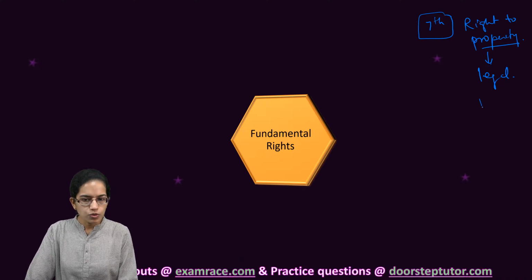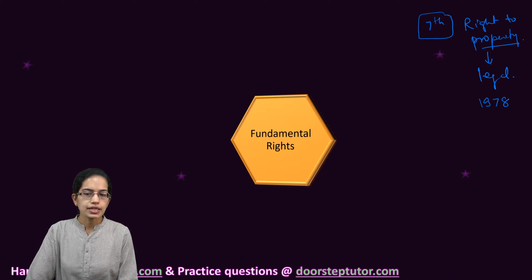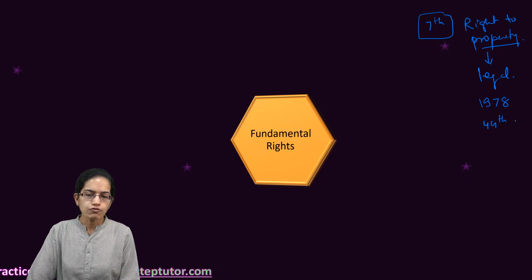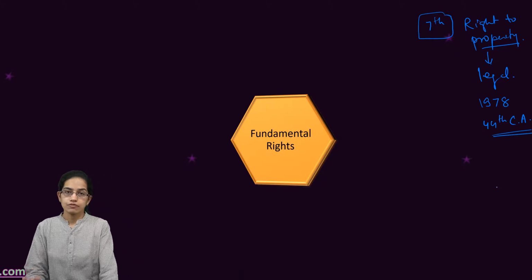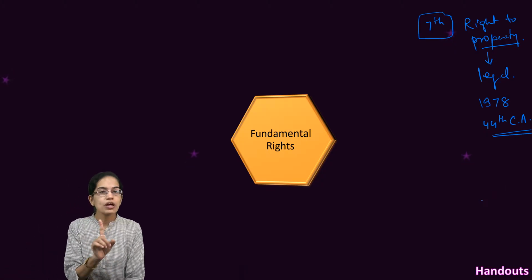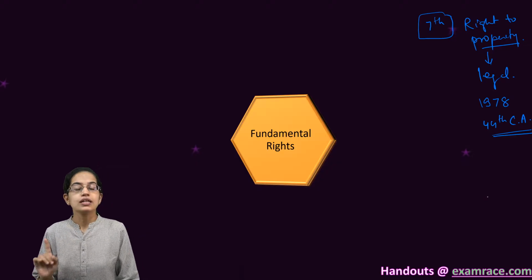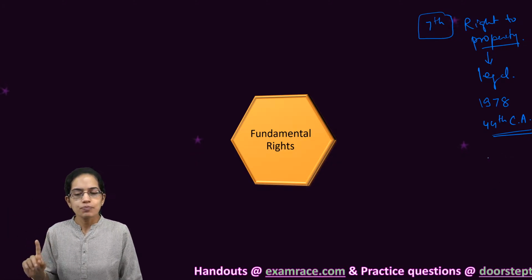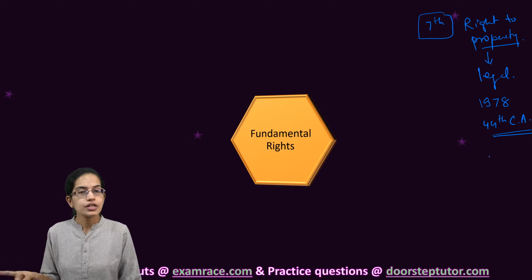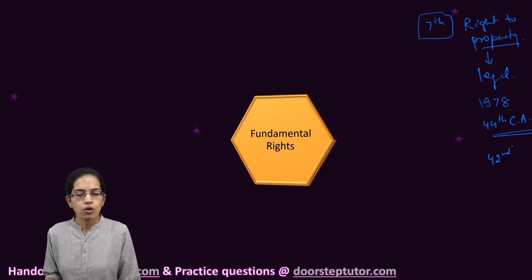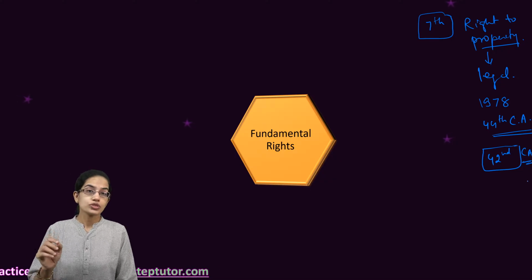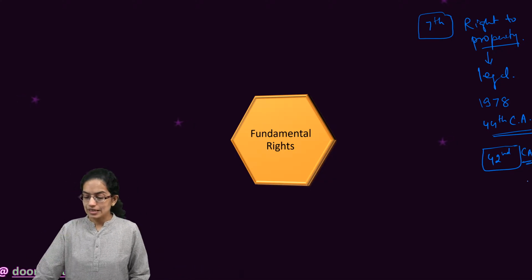It was removed under the Constitutional Amendment Act in 1978, and this was the 44th Constitutional Amendment Act. Now remember these acts carefully, because removal of the right to property is under the 44th Constitutional Amendment Act. However, the fundamental duties being added is part of the 42nd Constitutional Amendment. So some of the constitutional amendments get really important.